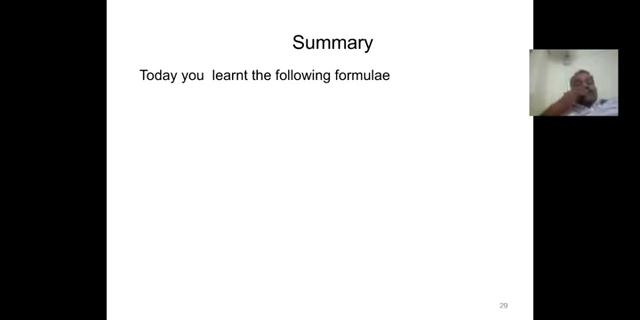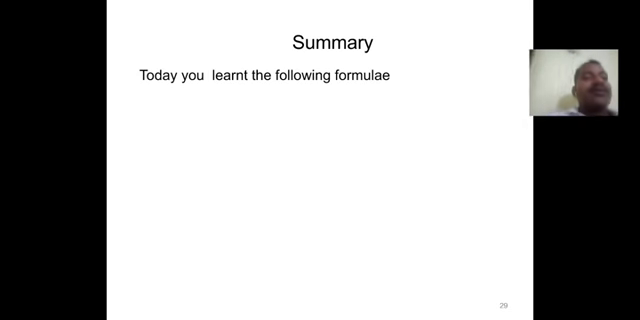Now once we recall, before the conclusion, I repeat once again: sin 2A is 2 sin A cos A, which equals 2 tan A by 1 plus tan square A. Cos 2A is cos square A minus sin square A, which equals 2 cos square A minus 1, which equals 1 minus 2 sin square A, which equals 1 minus tan square A by 1 plus tan square A. Which means for cos 2A we have four principles.